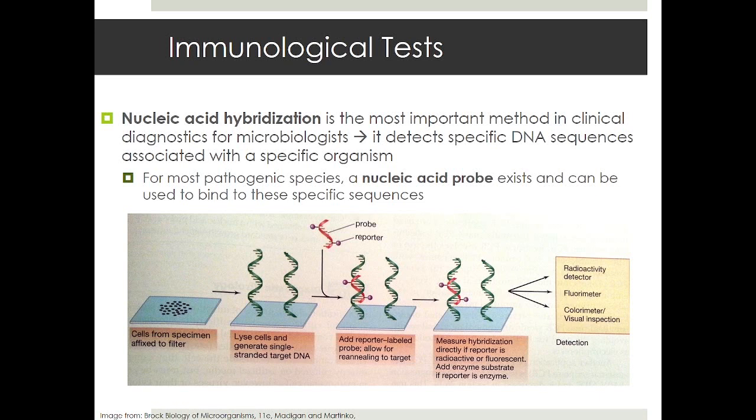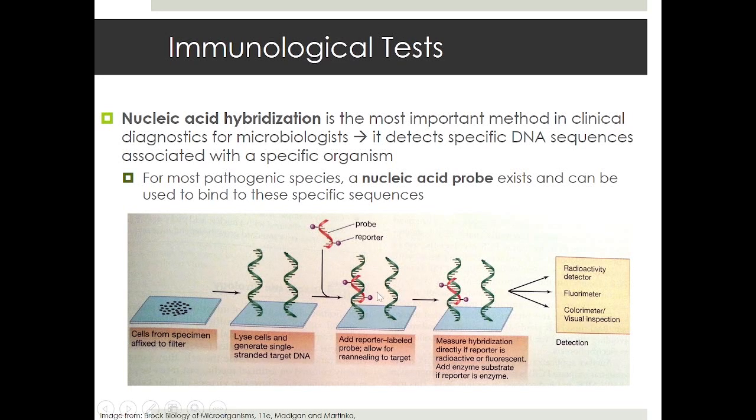Nucleic acid hybridization is a very important clinical method which will detect specific DNA sequences that are associated with organisms. What you do here is take your DNA from your sample and you add a probe that has a reporter on it. This reporter can be a number of different ones. It can be, again, something that produces light or color, or even in some cases, radioactivity. But either way, it's going to tell you whether or not it's bound to the correct sequence.